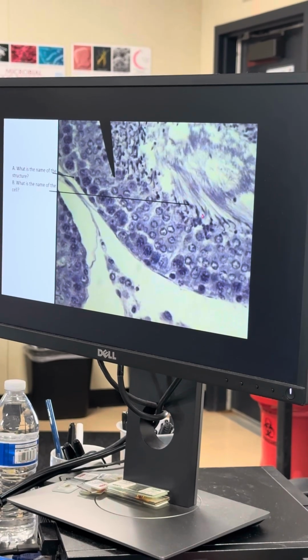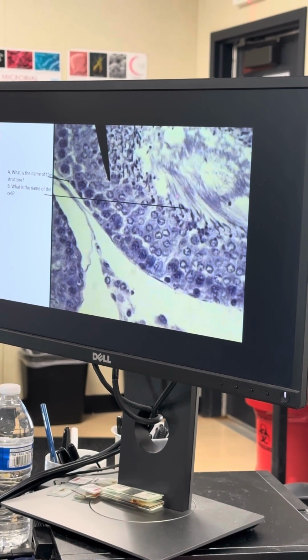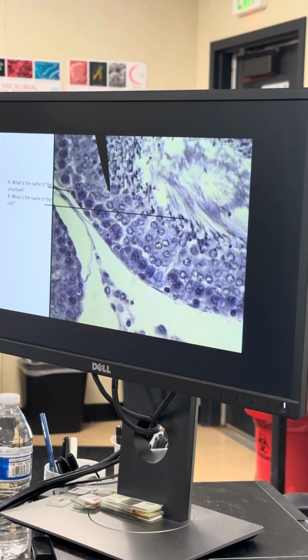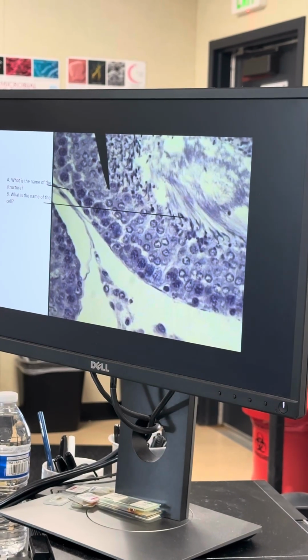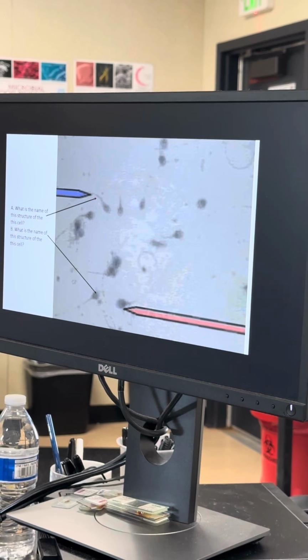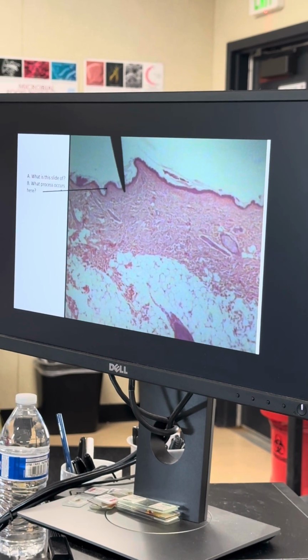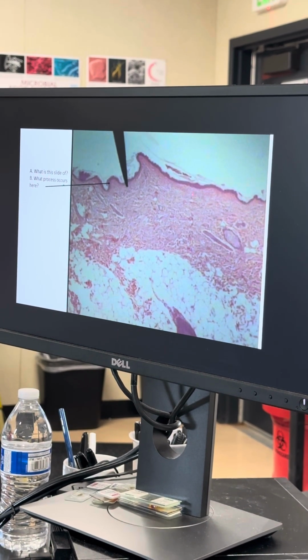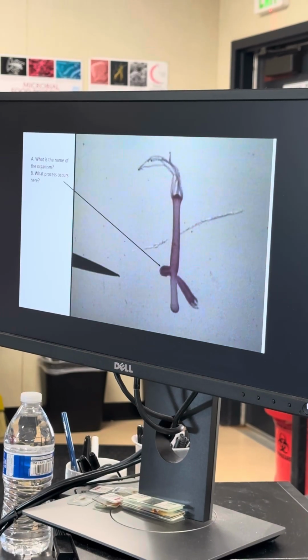What is the name of the cell? Sperm. These are all sperm. The tail of the sperm, the head of the sperm. You see that? Whole bunch of them. And then of course these, I didn't ask you to know the name of these when you take zoology. Sperm, head, tail, skin. What process occurs here? Mitosis.